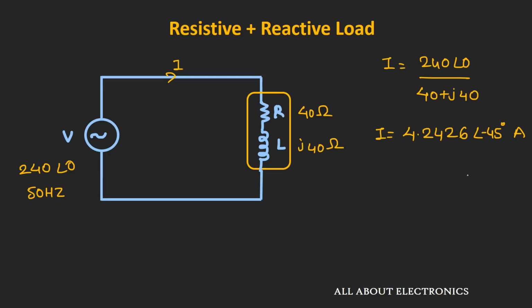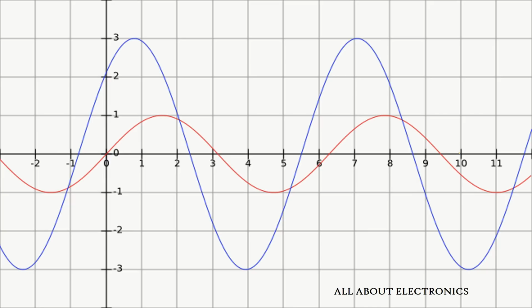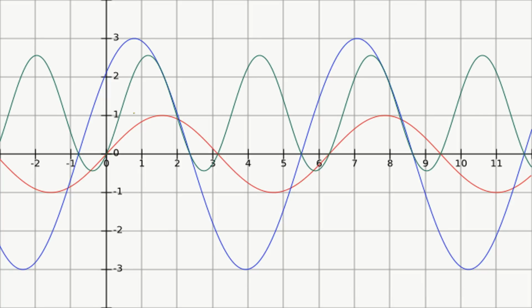Now if you see the waveform of voltage and current, it will look like this. As you can see, the voltage will lead the current by 45 degrees, and when we multiply these two waveforms, the waveform of power will look like this. For most of the time the power is being absorbed from the source, but for a small portion of time the power is getting supplied back to the source, and that is because of the reactive element in our circuit.